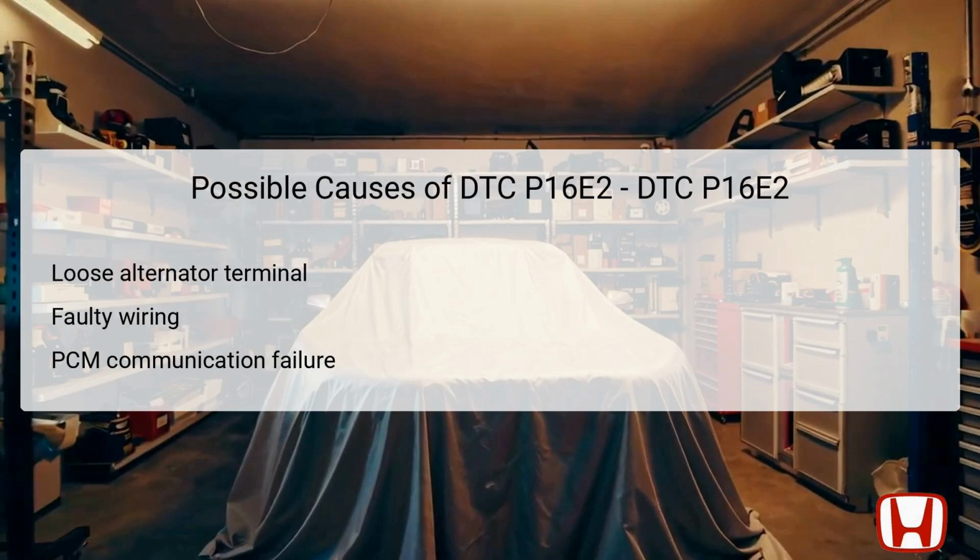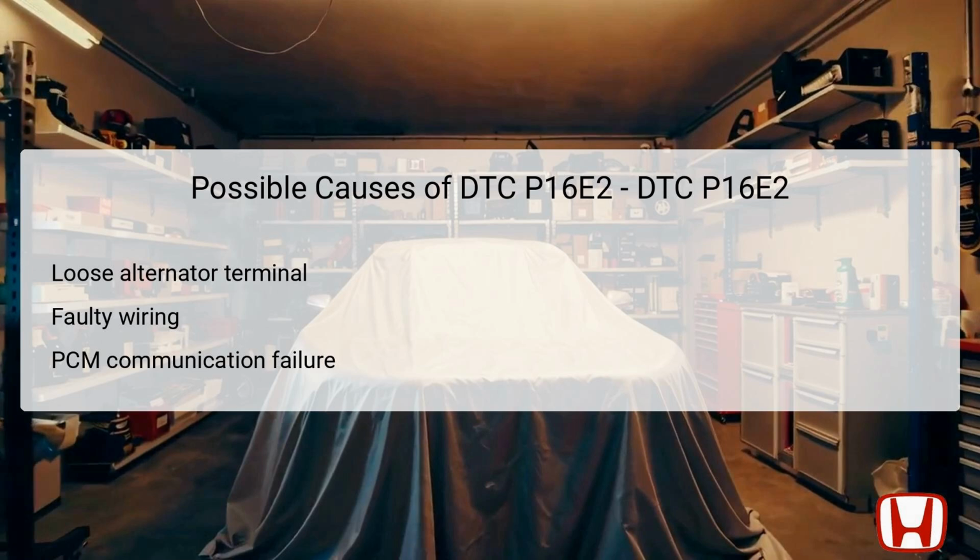Several possible causes can lead to a PGM-FI-ACG LIN communication error, specifically DTC P16E2. The most common is a loose terminal connection at the alternator's +B terminal. This loose connection can interrupt the flow of electrical signals between the alternator and the ECM, thus triggering the error code. Another cause could be faulty wiring, particularly within the LIN communication circuit, which can be affected by wear, damage, or corrosion over time. A failure in PCM communication can also lead to this DTC.